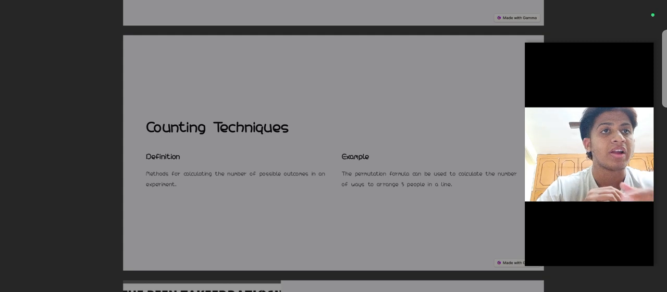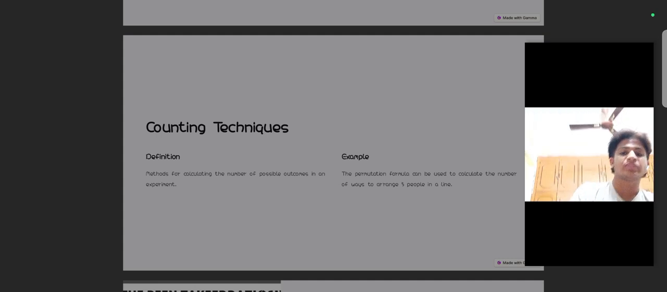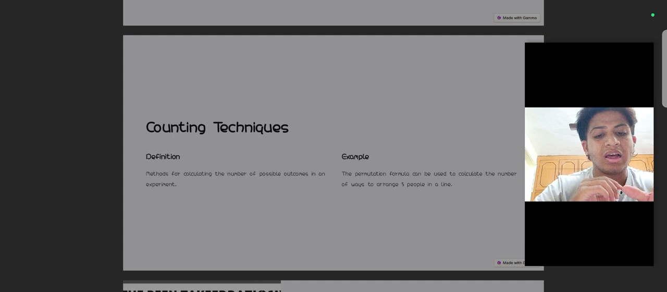The factorial of a positive integer n is the product of all positive integers less than or equal to n. The notation is n factorial equals n into n minus 1 into n minus 2 and so on into 1. And there are permutations: a permutation is an arrangement of objects in a specific order. The number of permutations of r objects chosen from a set of n distinct objects is given by P of n comma r, which equals n factorial divided by factorial of n minus r.